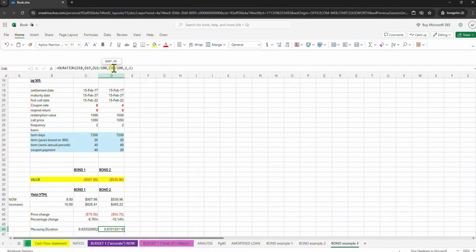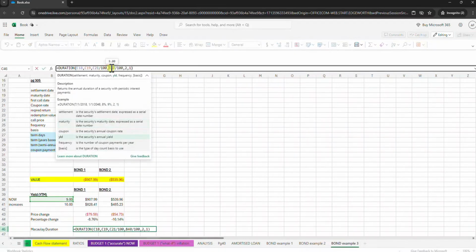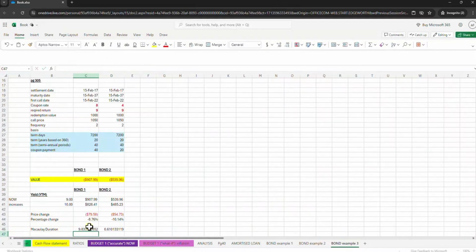Oh, this one needs to change. Okay, this is referencing. That one we could have fixed that column. This column we can fix. B40, I want to fix it. Enter. Okay, copy, paste. Now that's going to work. Yes. Okay, Macaulay's duration, 11.45%. Make sense? Yes. Okay.